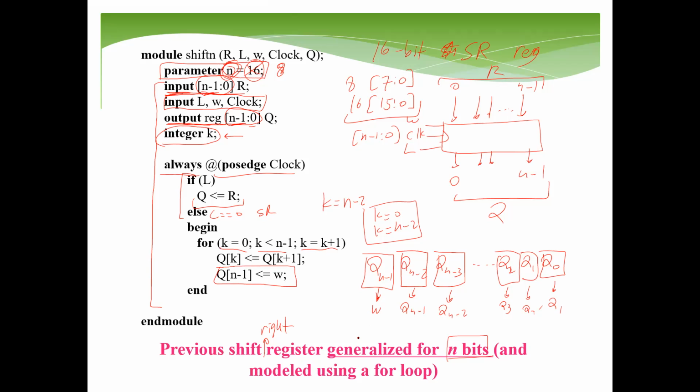w. For the rest of those, I need Q of k. Let's take an example. So if k is equal to 3, what does Q of 3 read in a shift right register?